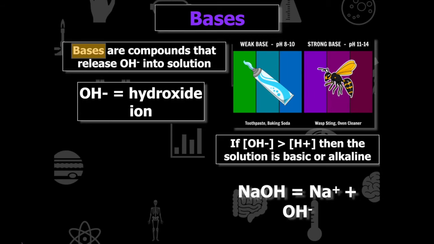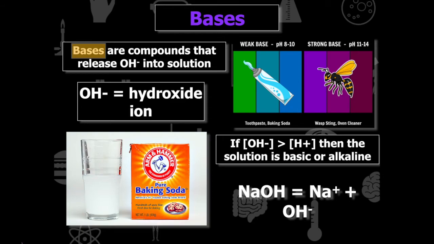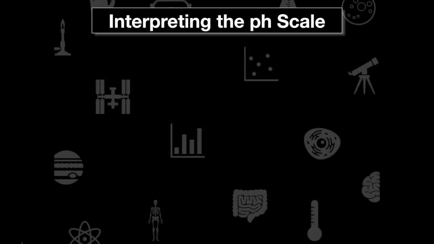The last thing here is sodium hydroxide, which dissociates into sodium and the hydroxide ion. An example of a base would be baking soda. Baking soda is considered basic, and that's why it has the cleaning powers that it does if you use it on clothes. So let's try to interpret the pH scale.